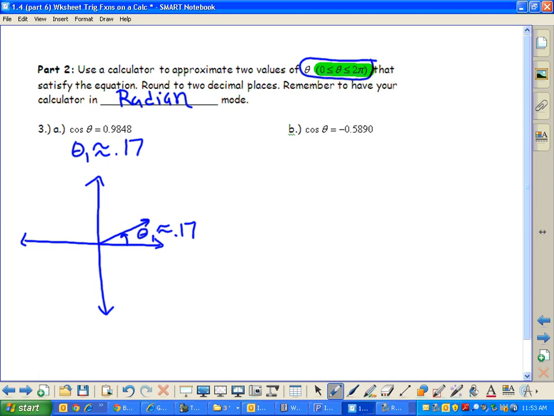Rachel, you were just asking me about these types. What's the reference angle for this? If it's just a decimal like that. You don't remember? It's just 0.17.